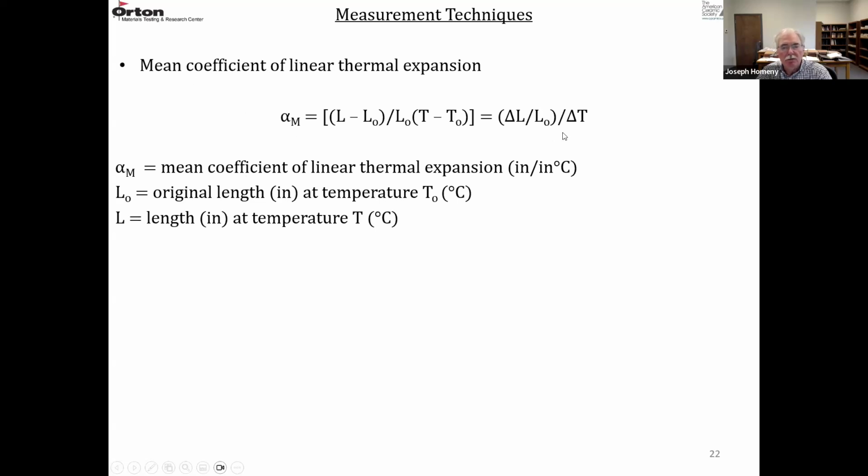So this is the definition for the coefficient of thermal expansion. It's just delta L over L0 divided by delta T. So alpha M is the mean coefficient of thermal expansion. In a dilatometer, you're measuring thermal expansion over a temperature range. L0 is the original length at T0, and then L is the new length at the new temperature T.